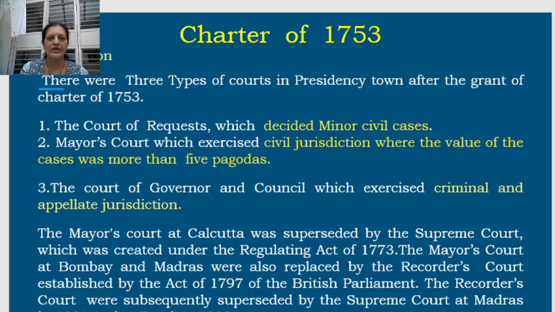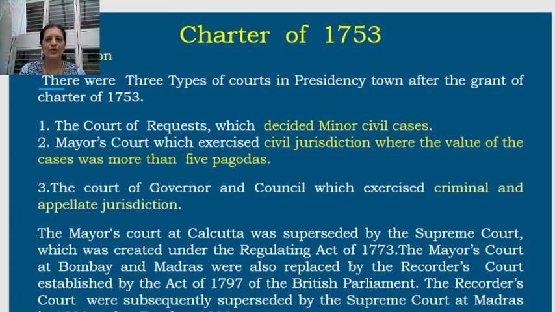So to conclude, there were three types of courts in the presidency towns after the issue of the Charter of 1753. Number 1, Court of Requests, which decided minor civil cases. Number 2, the Mayor's Court, which exercised civil jurisdiction where the value of the cases was more than 5 pagodas. And third, the Court of Governor and Council, which exercised criminal and appellate jurisdiction.